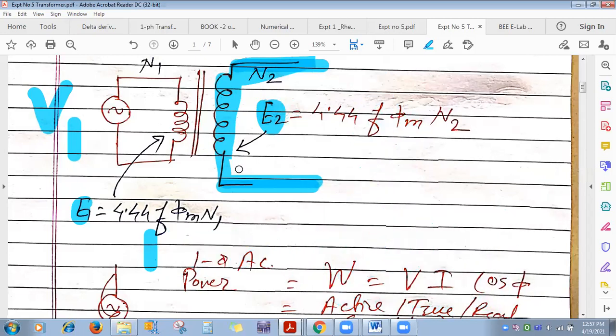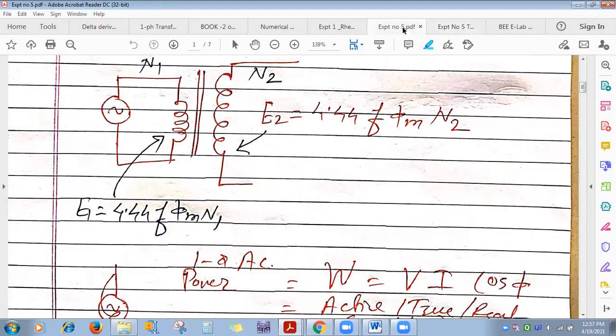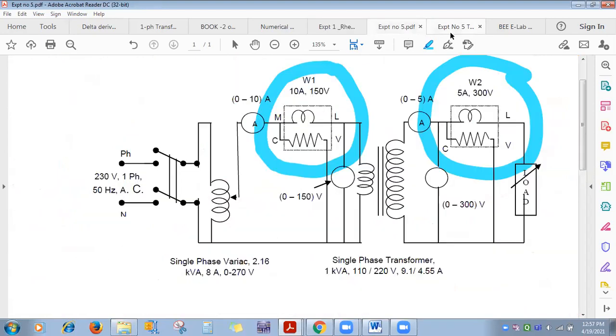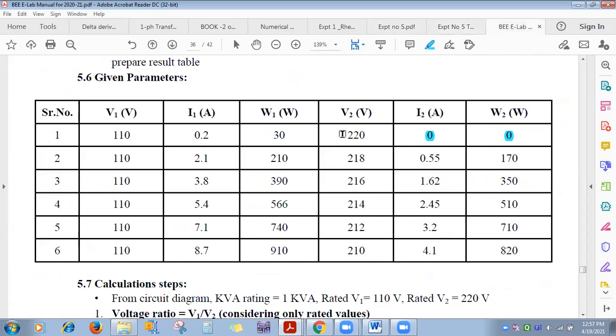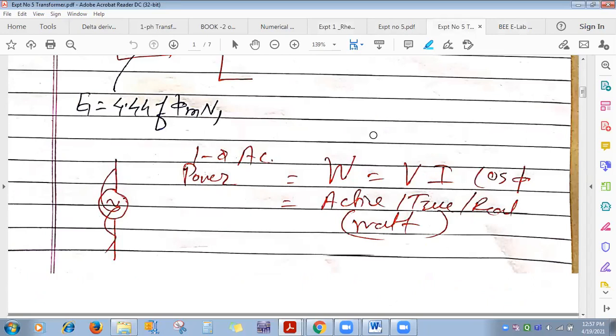So here in the direct loading method, whatever the first reading is in the observation table, this 220 volt, we will consider it as the no load voltage and it is marked as E2.